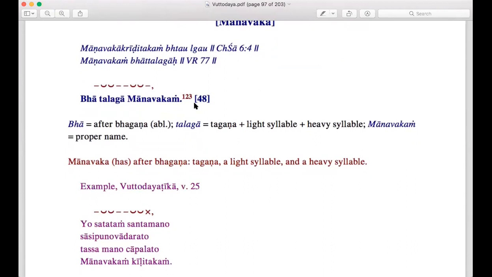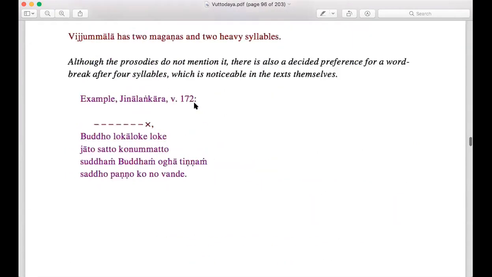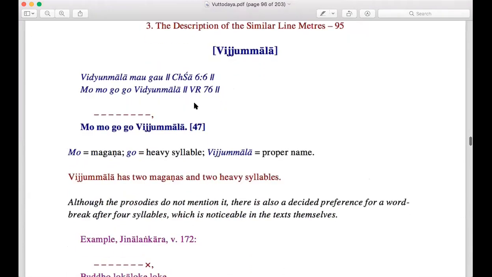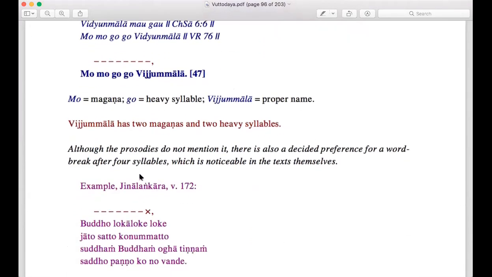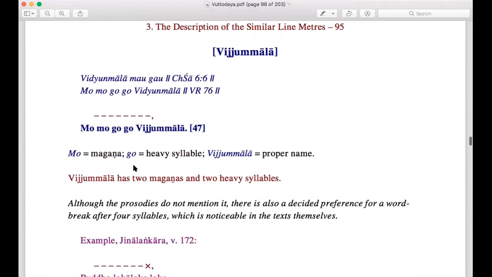Bha Talaga Mana. Oh, another thing I forgot to mention. It is mentioned by Bhante Sangara, Anand Jyoti: although the prosodies do not mention it, there is also a decided preference for a word break after 4 syllables, which is noticeable in the texts themselves. That means the word break is not mentioned here, right? Yati is not mentioned here. So it seems like no yati in this verse.